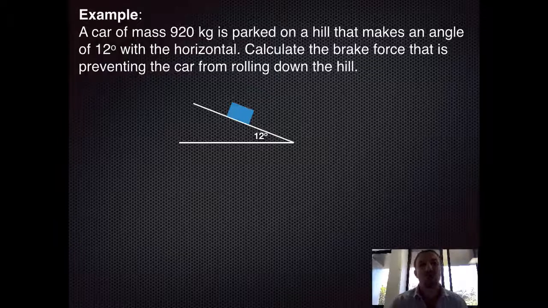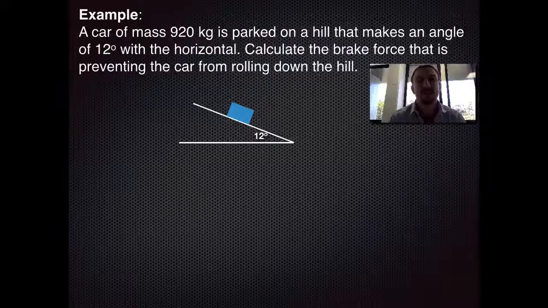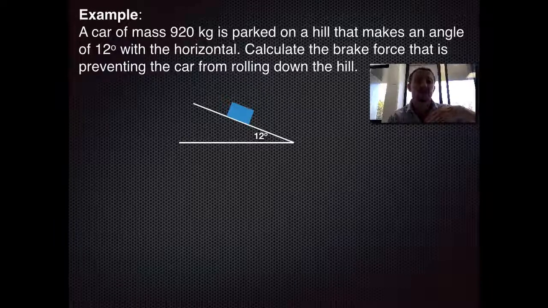In this case, we've got a car of mass 920 kilograms parked on a hill that makes an angle of 12 degrees with the horizontal. We're going to calculate the brake force that is preventing the car from rolling down the hill. Well, the brake force is literally the frictional force which is going to be acting. So you can see I've got my car in the blue square and it's 12 degrees to the horizontal.